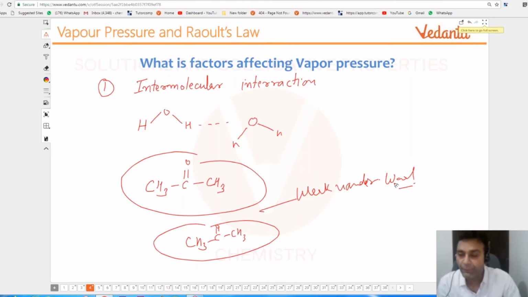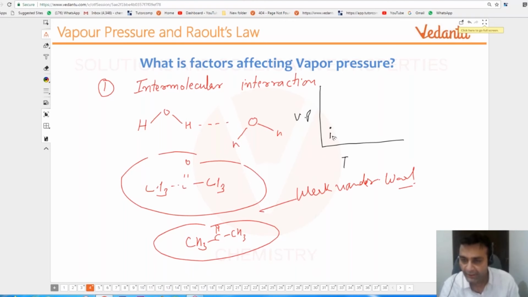Perfect. So whose vapors will be formed in more quantity at a particular temperature, acetone or water? Acetone, right? So whose vapor pressure will be more at a particular temperature? Acetone. Perfect. I hope it's very clear now, right? Now, it means if I draw a graph of the vapor pressure, then the vapor pressure of water at this temperature T will be less as compared to acetone here. Are you getting me, everyone?